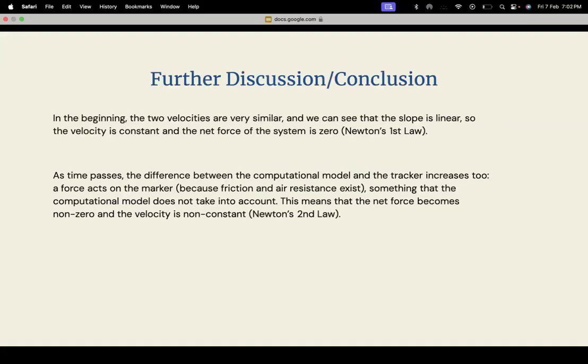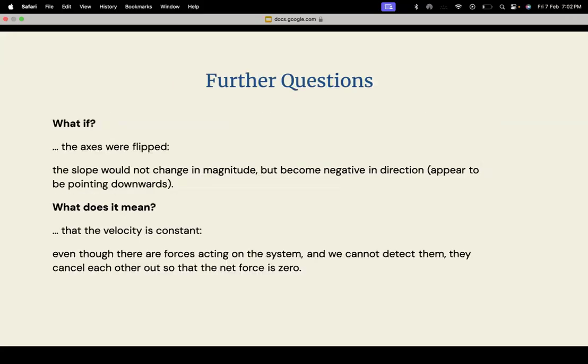For further discussion, in the beginning, the two velocities were similar, and we see that the slope is linear, meaning the velocity is constant and net force is zero. However, as time passes, the difference between the computational model and the Tracker increases too. A force acts on the marker because friction and air resistance exist, something the computational model does not take into account, meaning the net force becomes non-zero and the velocity is non-constant, aligning with Newton's second law.